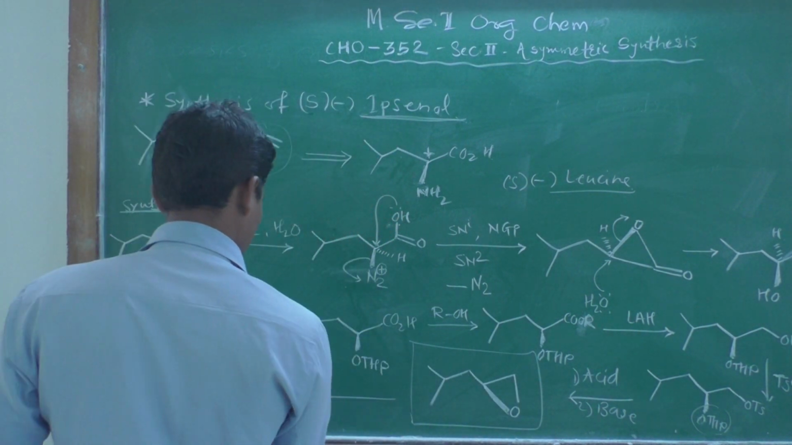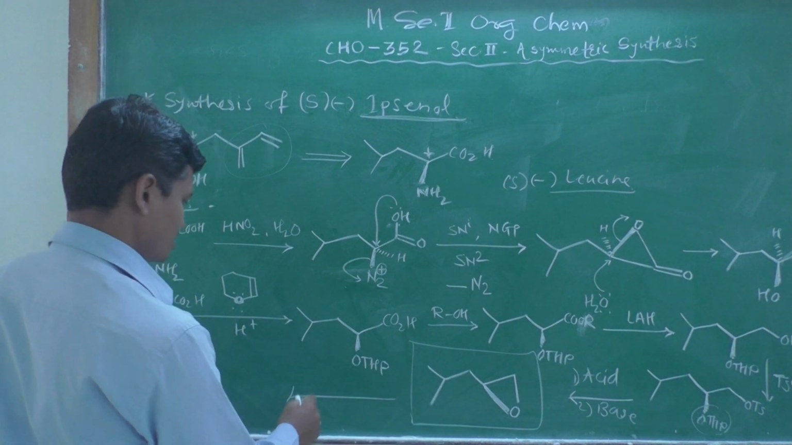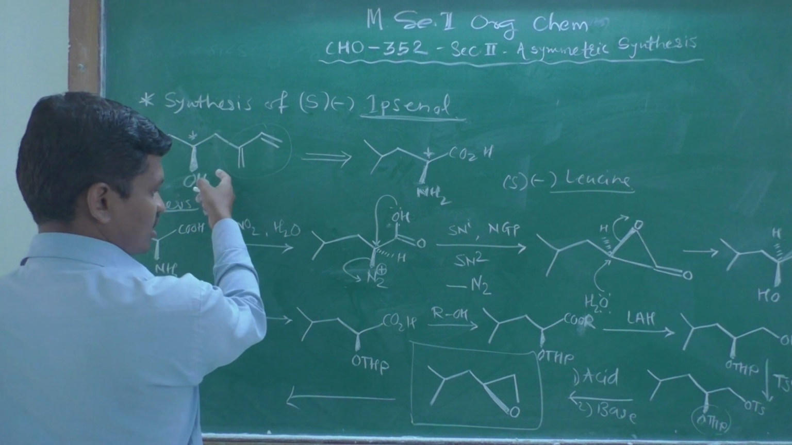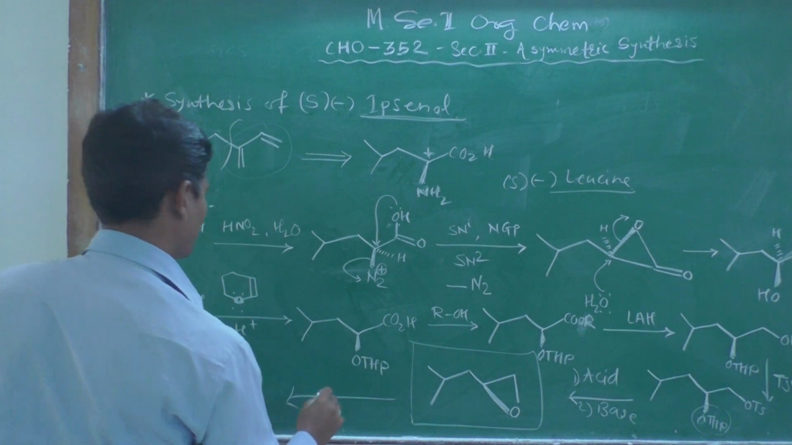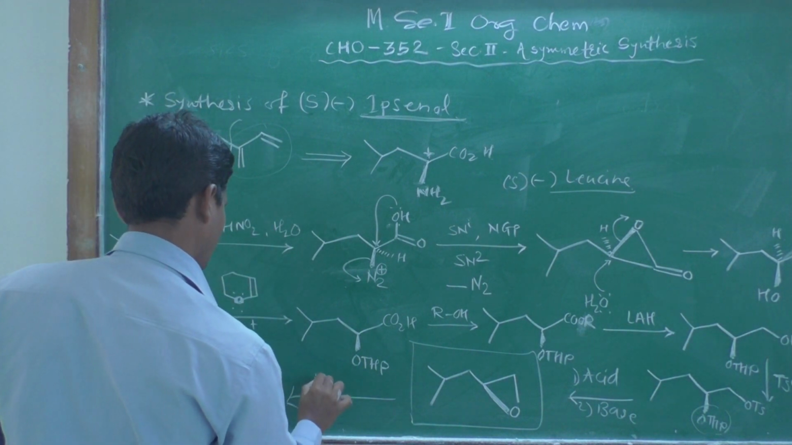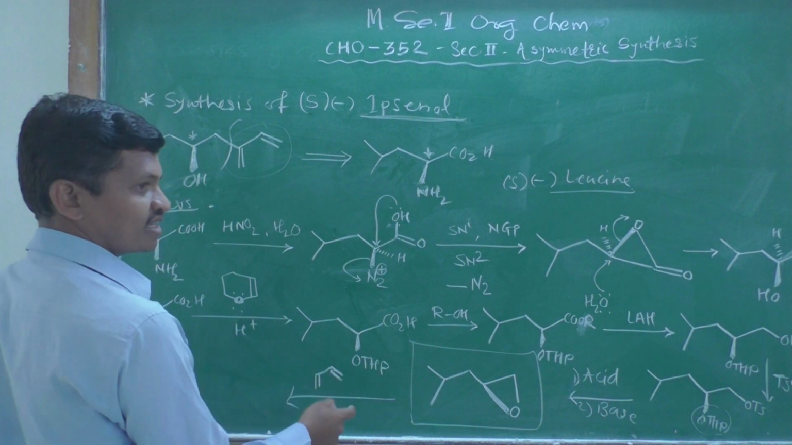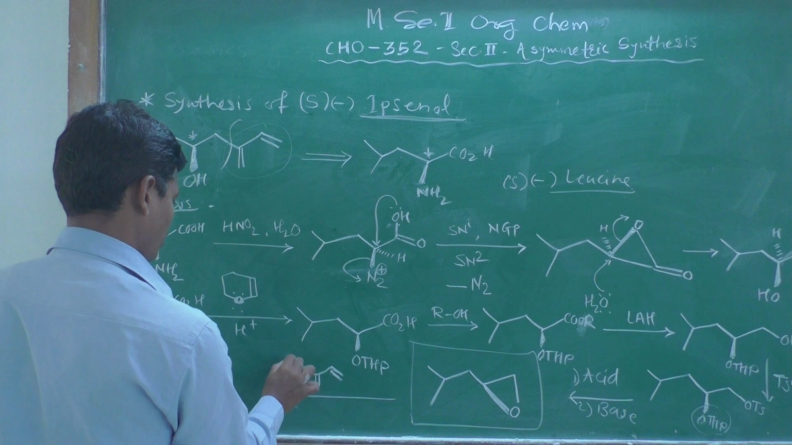Now use a Grignard addition reaction on this epoxide. So this part will be the Grignard reagent, a diene. Now how to prepare this diene is not part of our discussion. Okay, so magnesium bromide.